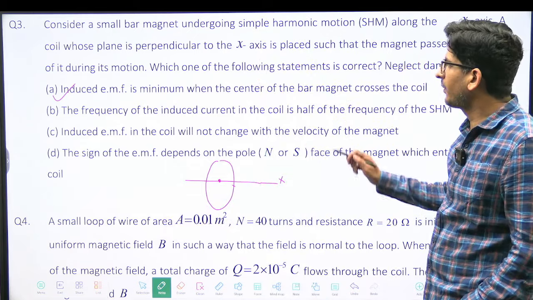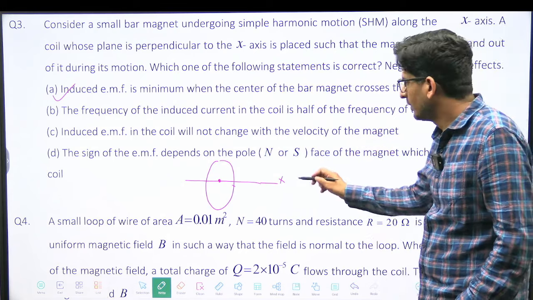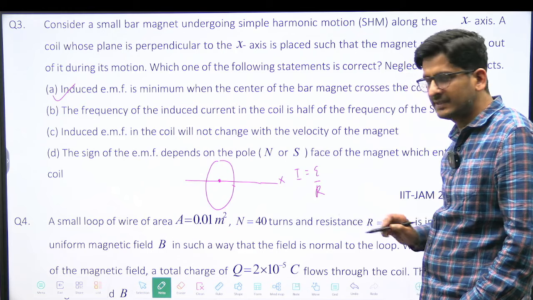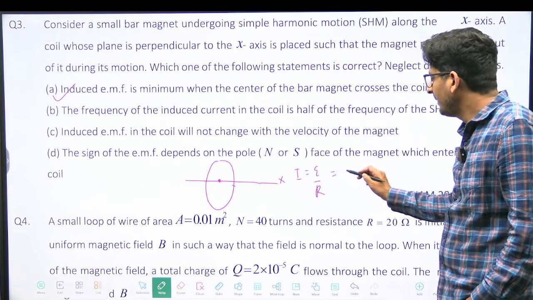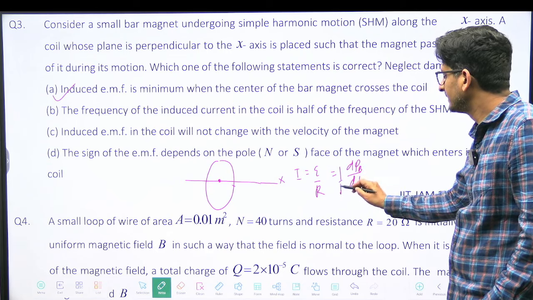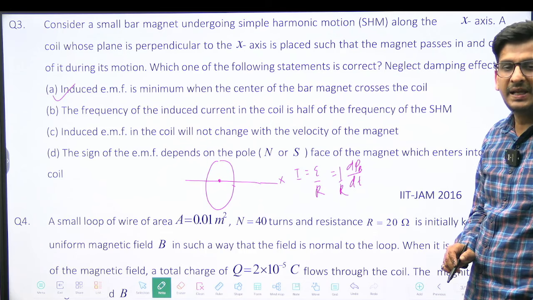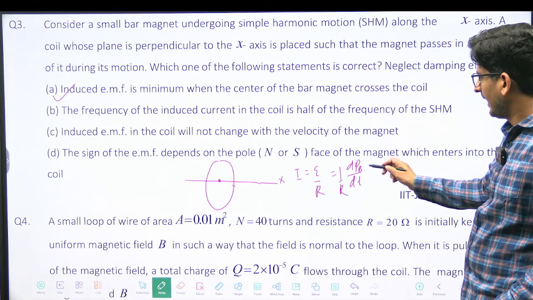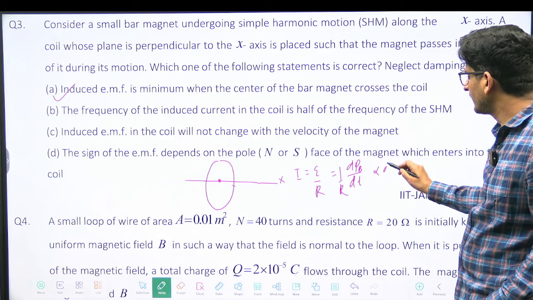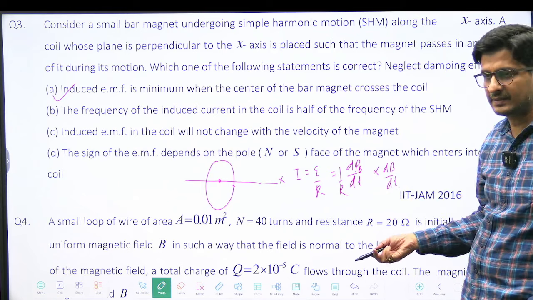Now option B is the frequency of the induced current in the coil is half of the frequency of SHM. So if I write the current, it will be just EMF by resistance, and EMF is d phi B by dt by resistance, okay? And now this is B into A, and area is almost constant.